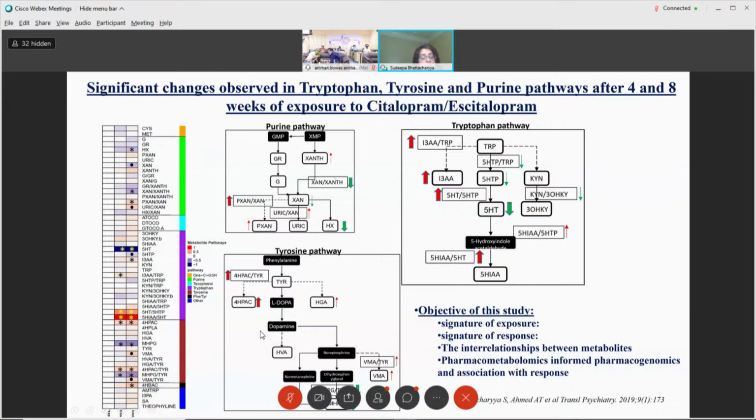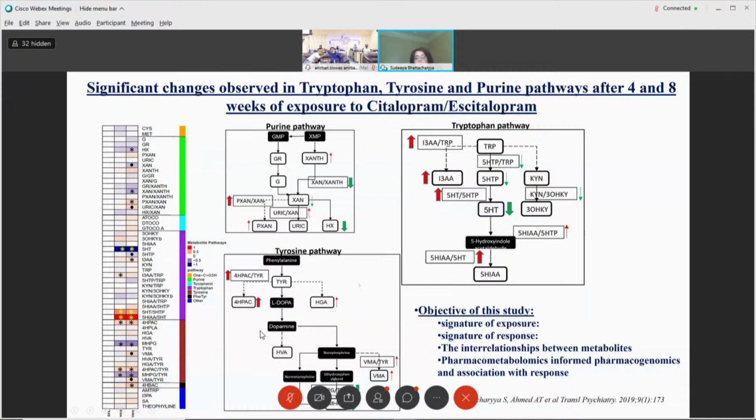So on the left-hand side, you can see the heat map. I don't know whether you can see my pointer, but the left column represents the baseline levels. And we saw the changes from baseline to week 4, and then the changes from week 4 to week 8. So definitely the serotonin levels went down significantly. And then there were other metabolites like the phenolic acid in the tyrosine pathway, and the dopamine metabolite HPG, that also was affected and went down in the tyrosine pathway.